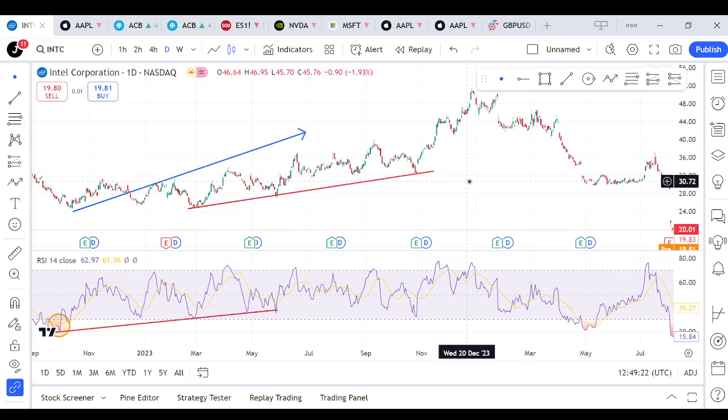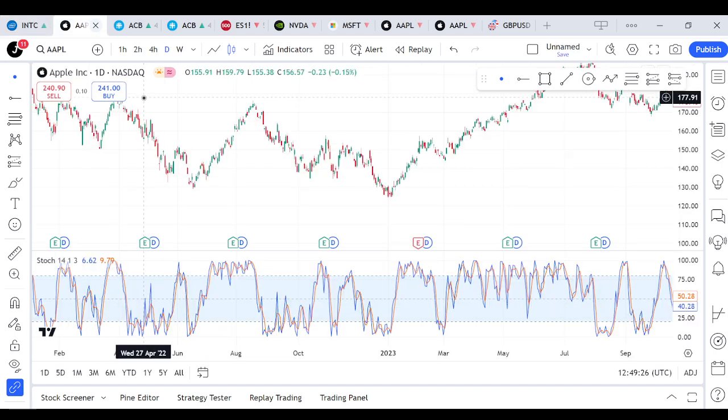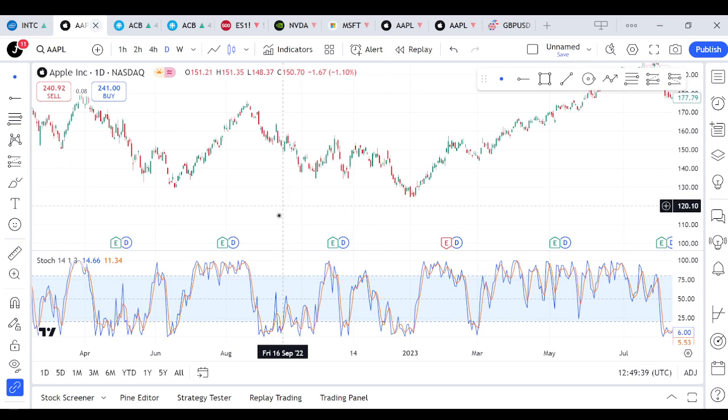So the next overbought and oversold indicator on my list is the stochastic oscillator. The stochastic oscillator is another popular momentum indicator that compares the closing price of a currency pair to its price range over a specific period. So this is it on my chart. You can see this is the stochastic oscillator, and it consists of two lines, the K and the D lines, which oscillate between 0 and 100.